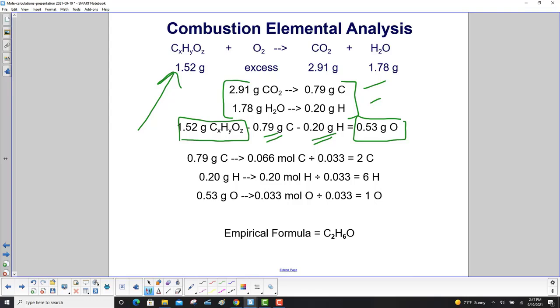Now we do the molar calculations. Here's the carbon, that's 0.066 moles of carbon, and we're going to divide that by 0.033. Why? Well, actually, we didn't show that till the bottom here. Here's the oxygen. The oxygen has the smallest molar amount. That's 0.033 moles. So there's one oxygen because you divide it by 0.033. With hydrogen, you divide and you get 6 hydrogens. And here with the carbon, you get 2. So our empirical formula is C2H6O.